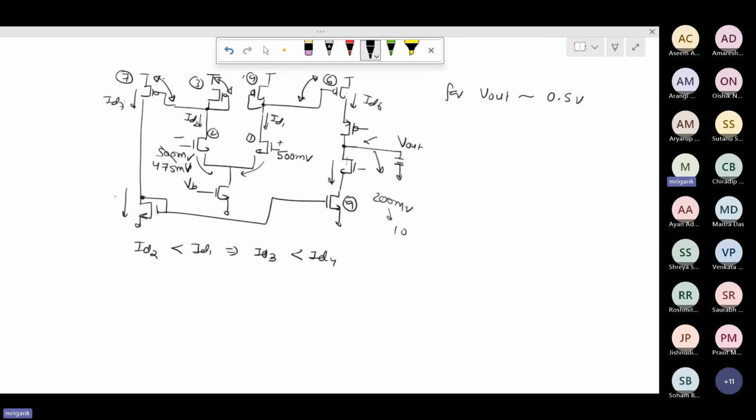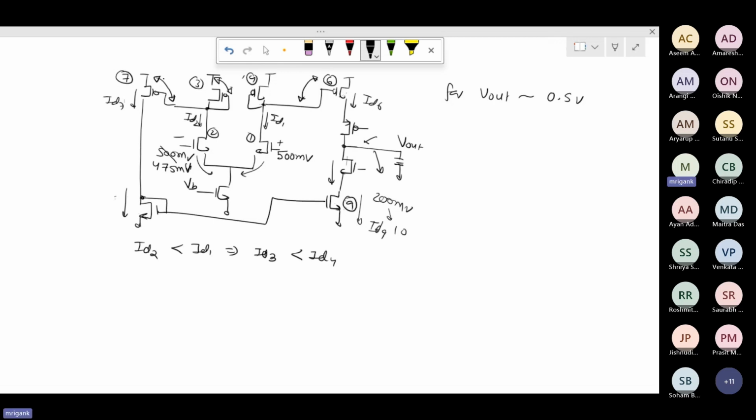Now, for all the devices to be in saturation and having the same current, ID6 must become equal to ID9. Earlier, the circuit pushed the lower transistor into the triode region so that ID6 becomes equal to ID9. Because ID6 was coming lower, it pushed the drain voltage of M9 low. But now we are forcing the output voltage and setting it close to VDD by 2, so that all the transistors are in saturation. Now M9 is in saturation, M6 is in saturation.